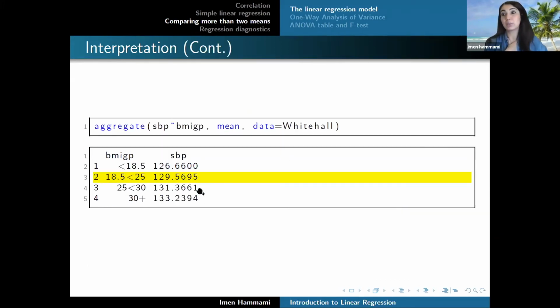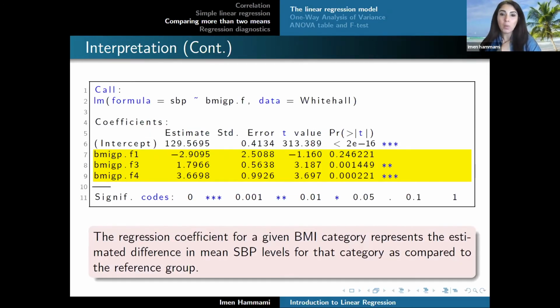This is just a proof. Here I'm calculating the mean across the groups, and it happens to be exactly what was shown in the linear regression model, which means that the mean in the normal group is about 130, the same as was shown in the linear regression. Okay, so now what about the rest of the parameters? How can I interpret them?